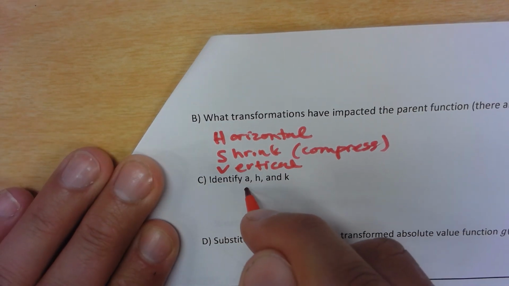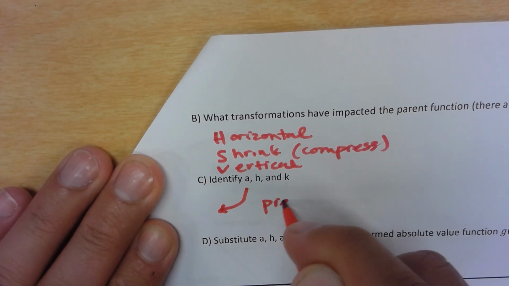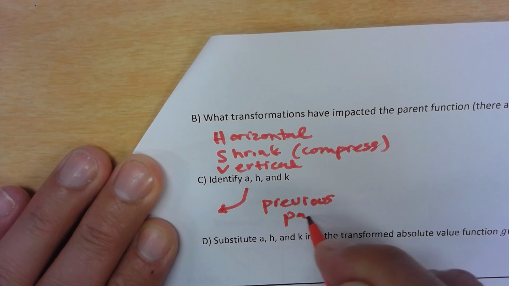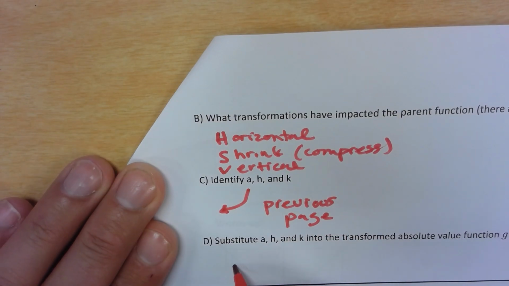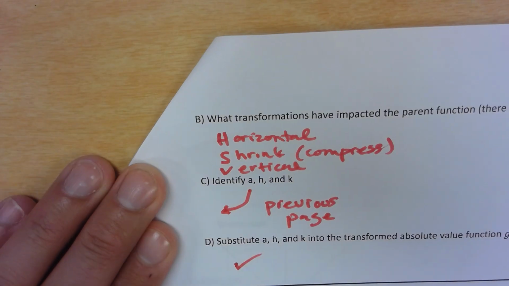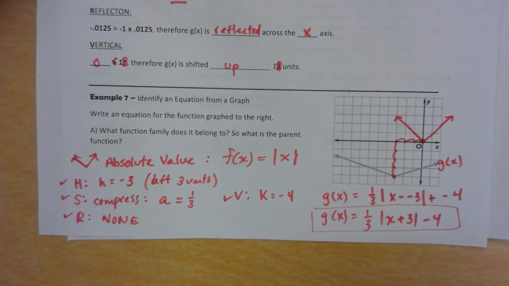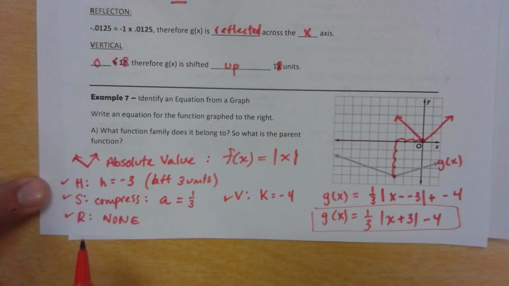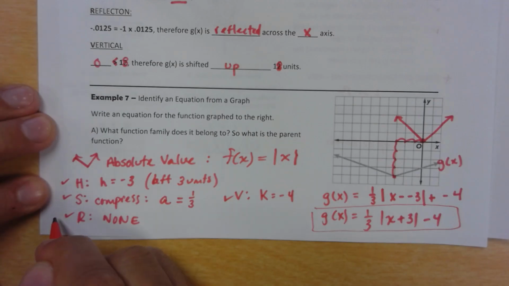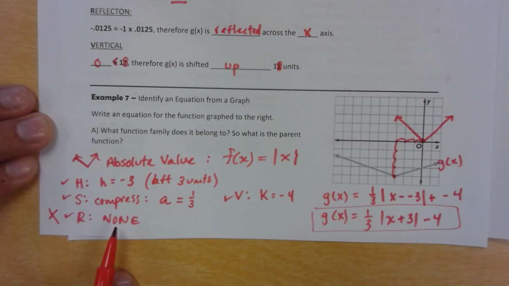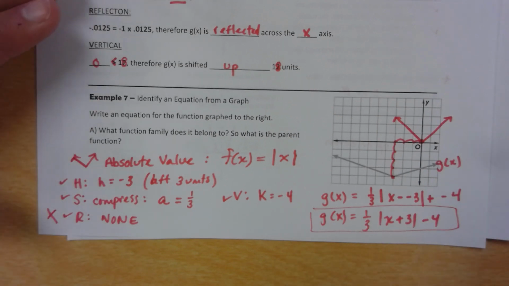We identified a, h, and k on the previous page, so we don't have to redo that. And then we substituted all these in. Check, already did that. Let me come back here just so we have all the work here. These were the 3. Remember, this one did not count. There was no reflection, but we had H, S, and V: horizontal, shrink, vertical. We took those a, h, and k values, we plugged them in here. We simplified, we cleaned it up. So we're all good.